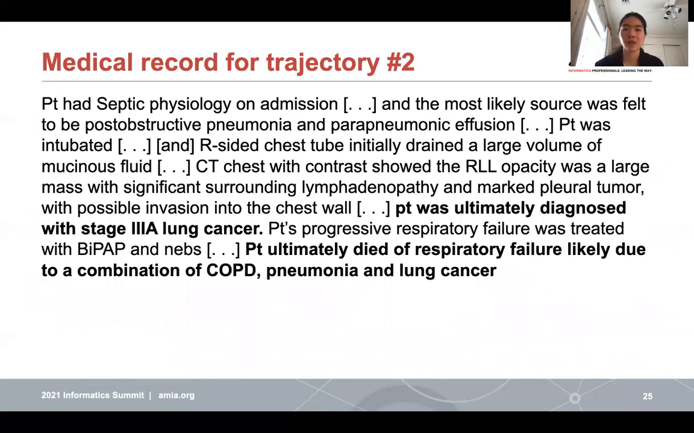For the next patient, we find someone who was admitted to the intensive care unit with sepsis and pneumonia. A chest exam showed that the patient likely had stage 3 lung cancer, and the patient ultimately died of respiratory failure. It is unlikely that any fluid or vasopressor treatment is able to save this patient.